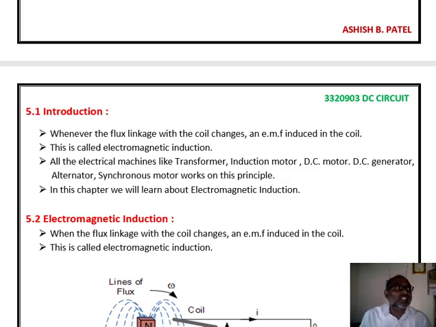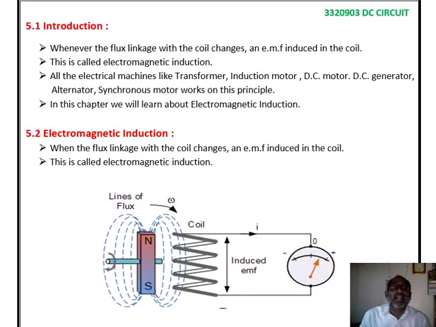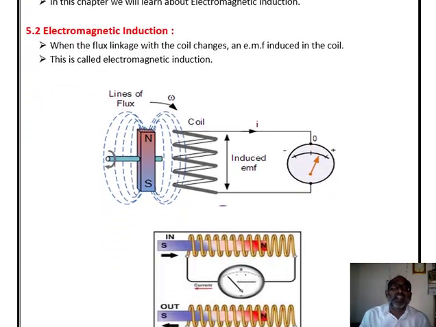Now all the machines which are operated by electricity are called electrical machines, like transformer, induction motor, DC generator, alternator, synchronous motor. All the electrical machines are operated on this electromagnetic induction principle. So in this chapter we will study what electromagnetic induction is. Before that, we are performing one practical.